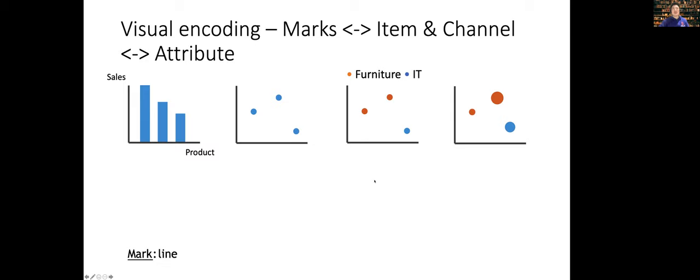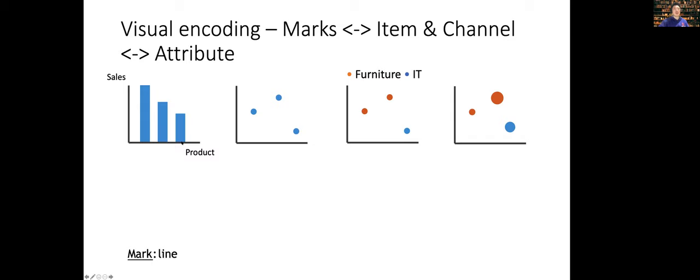Okay, and so maybe the next question is about the channel and attributes. What attributes are represented here? Sales, yeah. Any other attributes? Product. Yeah, exactly. So we have two attributes. One is sales. The other one is product, or maybe say the actual name of the product. So basically it says these are three different products. That's all it can say.